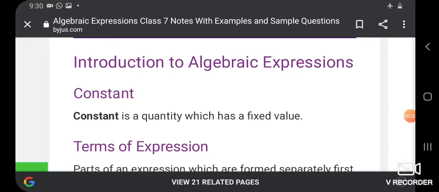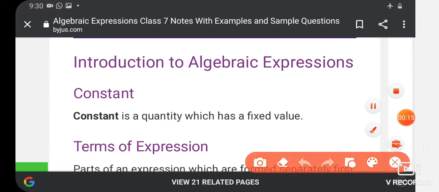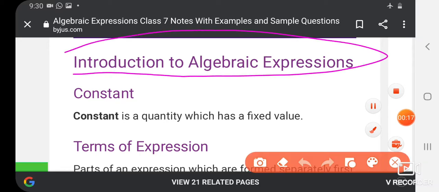Today we'll do class 7 chapter 7, that is algebraic expressions. So this video will focus mainly on the introduction to algebraic expression. Okay, so you can see the first term, introduction to algebraic expression.